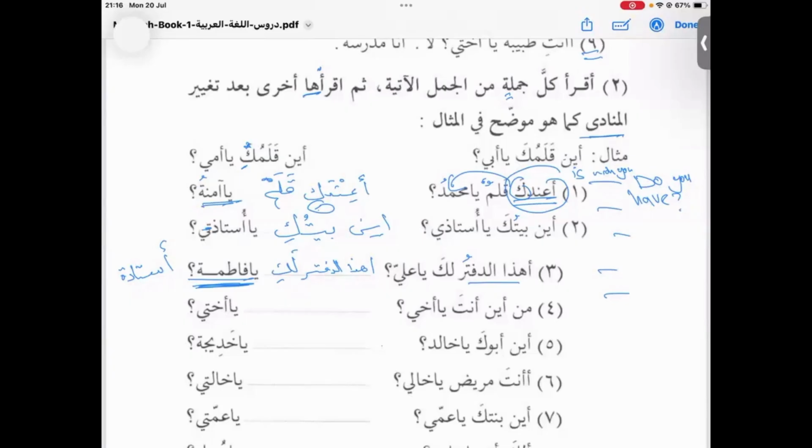من أين أنت يا أخي? So the literal translation is min, from, أين, where, أنت, are you? يا أخي, oh my brother. Where are you from, oh my brother? You have to change it to min, أين, أنتِ. From where are you? يا أختي, oh my sister.